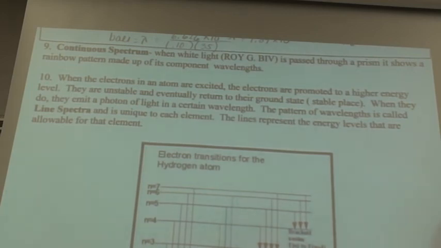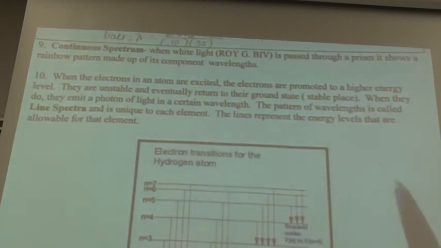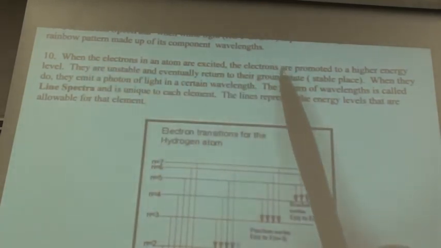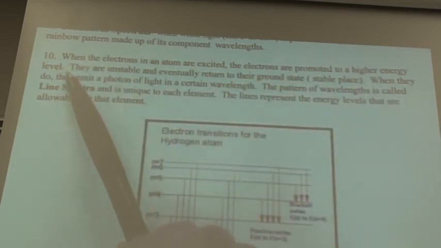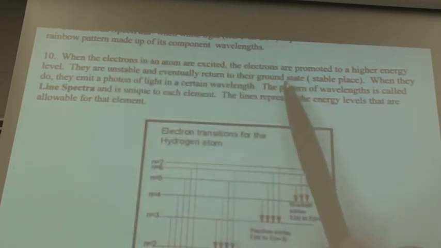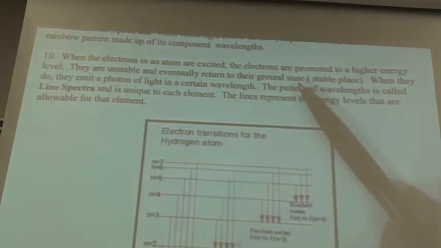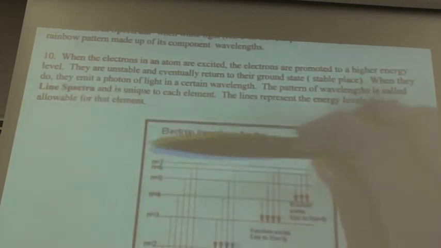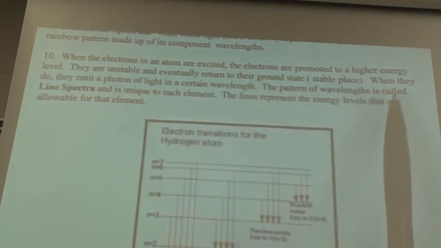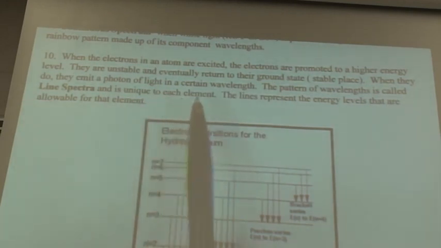Okay, like we were talking about the fireworks before, strontium is red, copper is blue. That's all because of the electrons being excited by energy and then falling back down. So pay attention here. When an electron in an atom is excited, it absorbs energy and is promoted to a higher energy level. At a higher energy level, it is unstable and generally goes back to its ground state, a lower place where it is very stable. When it moves down an energy level, it emits a photon of light in a certain wavelength. The pattern of the wavelengths is called the line spectra, and it's unique to each element.